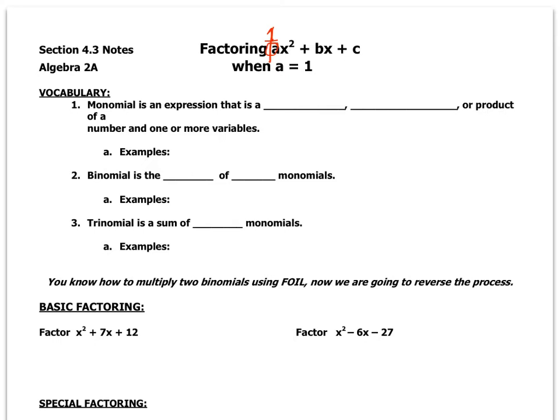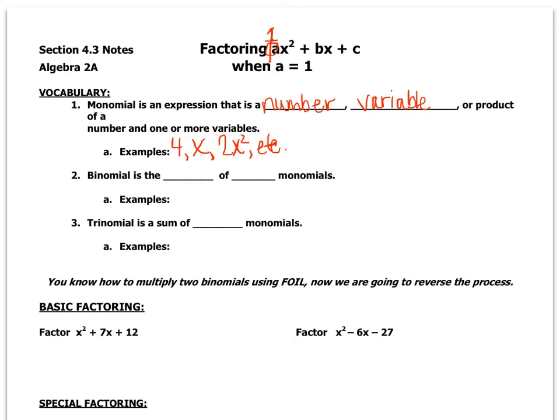So some vocab to remember: a monomial is an expression that is a number, a variable, or product of a number and one or more variables. So examples would be like 4, that's a monomial, x, 2x squared, and etc. Those are examples of monomials.